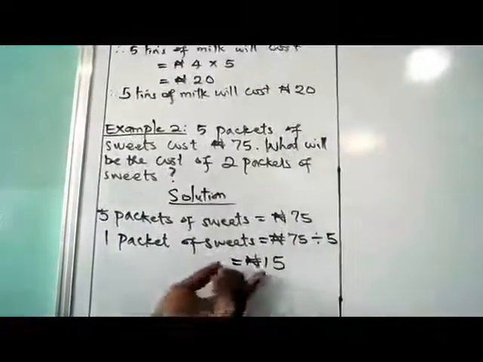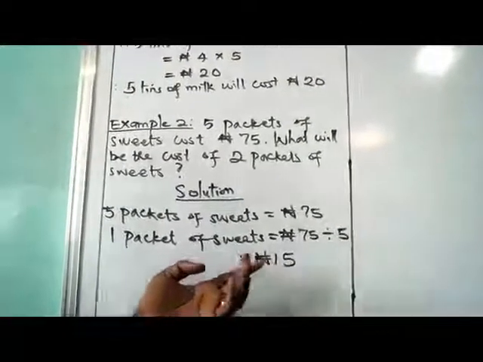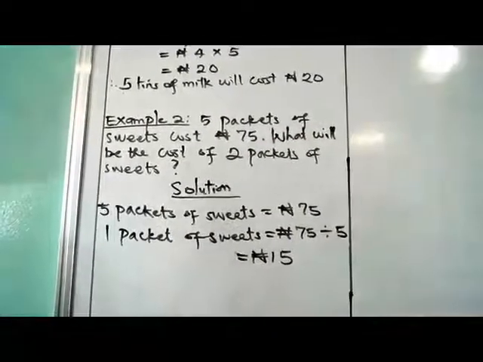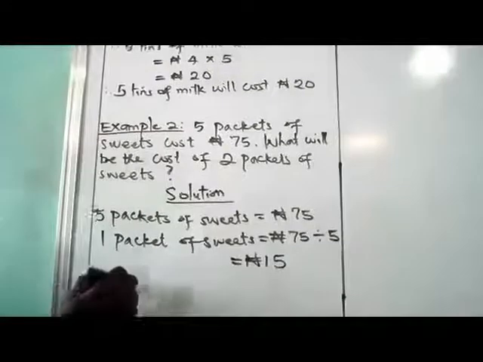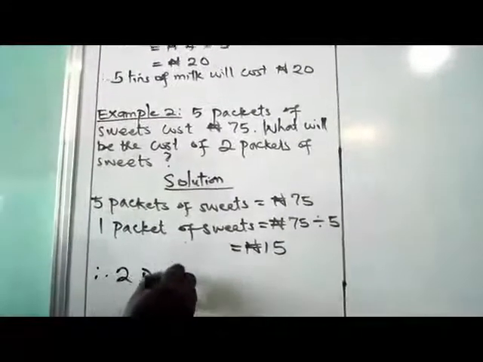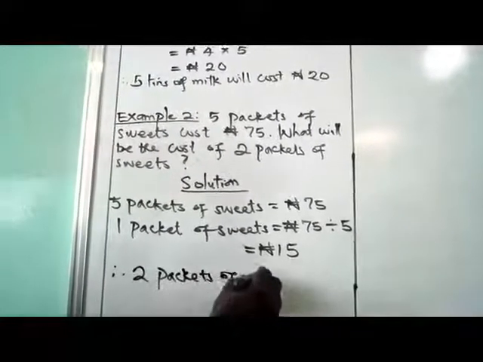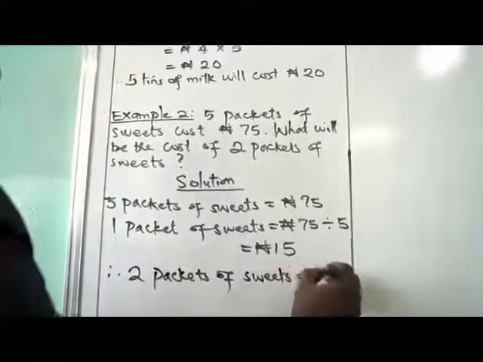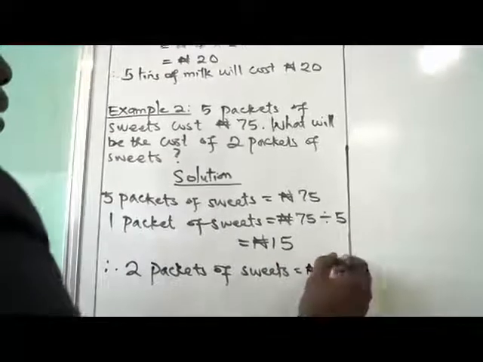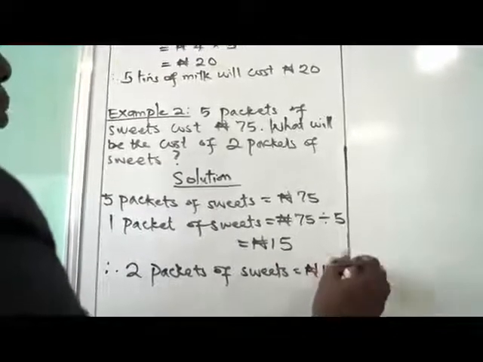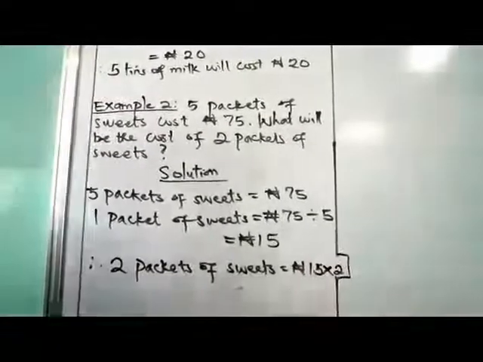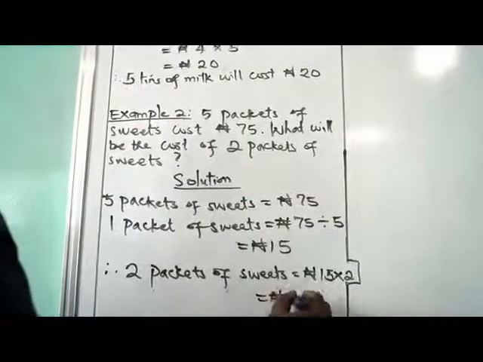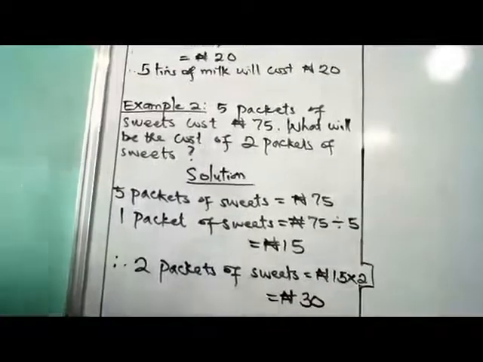But this is not the value we want to obtain as a final answer, because we are asked to find how much 2 packets of sweets will cost. So we have therefore 2 packets of sweets will now be equal to, since 1 packet costs 15 naira, then we multiply it by 2. What is 15 times 2? Good. So we have 30 naira.